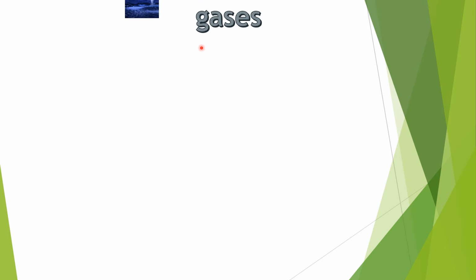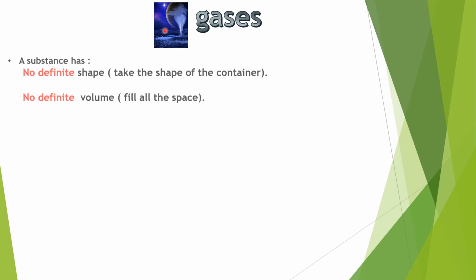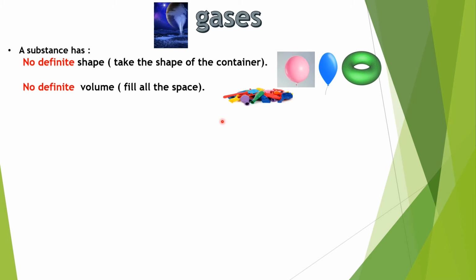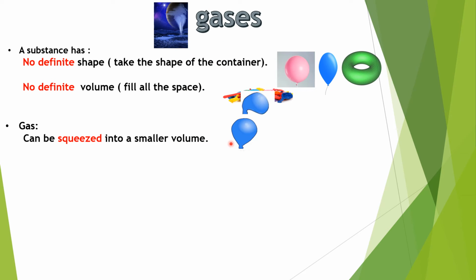Gases. A gas is a substance that has no definite shape. It takes the shape of the container, like this balloon. It has no definite volume and fills all the space. Gas can be squeezed into a smaller volume, like this balloon.